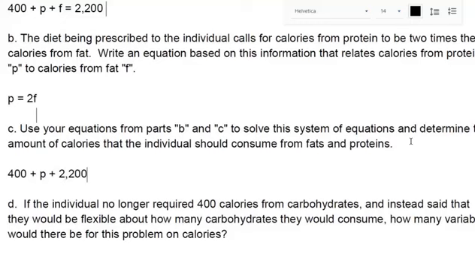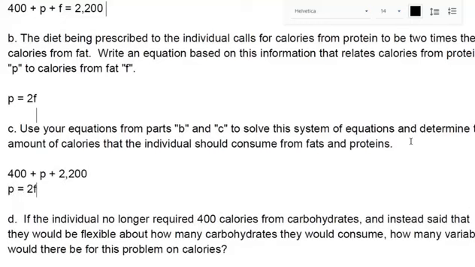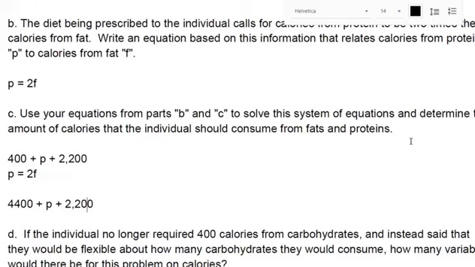Okay, here's the first equation we wrote. Here's the second equation we wrote. We're supposed to combine them in order to solve. So what you can do is I can copy down this first equation, but instead of P, I'm going to replace it with 2F, because P is the same thing as 2F. Protein is 2 times the amount of fat.